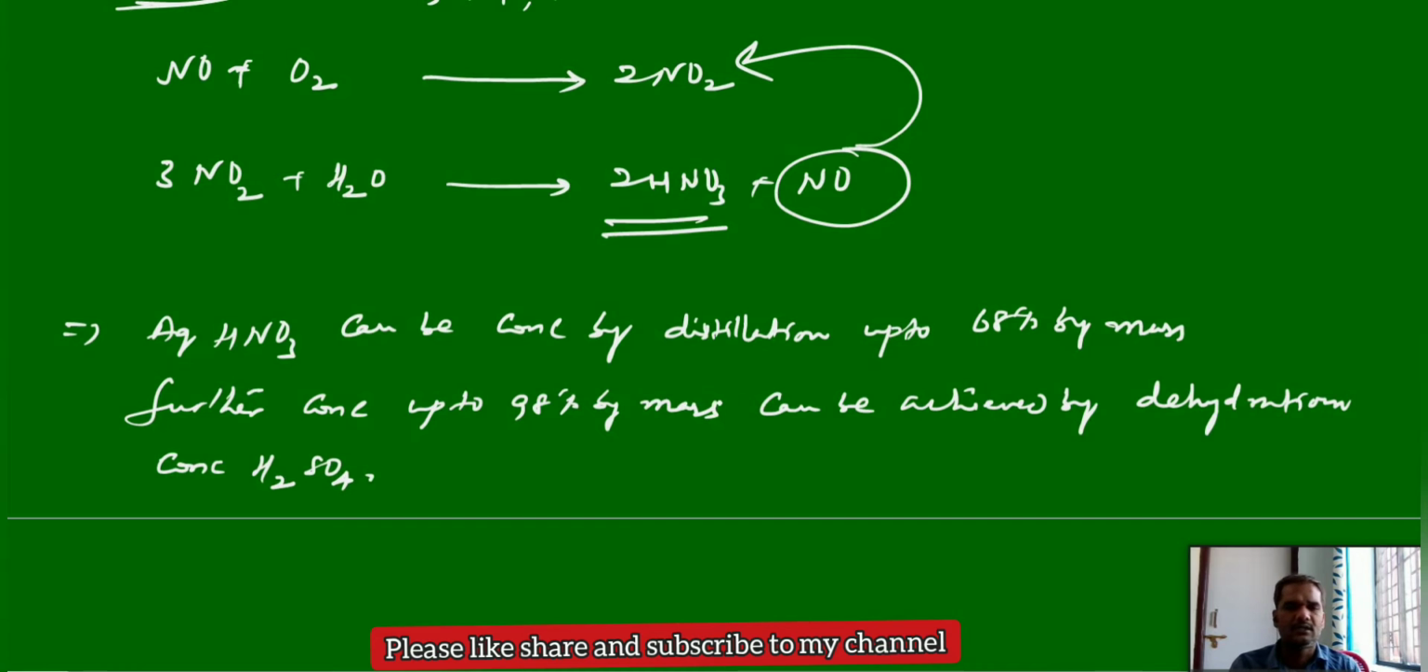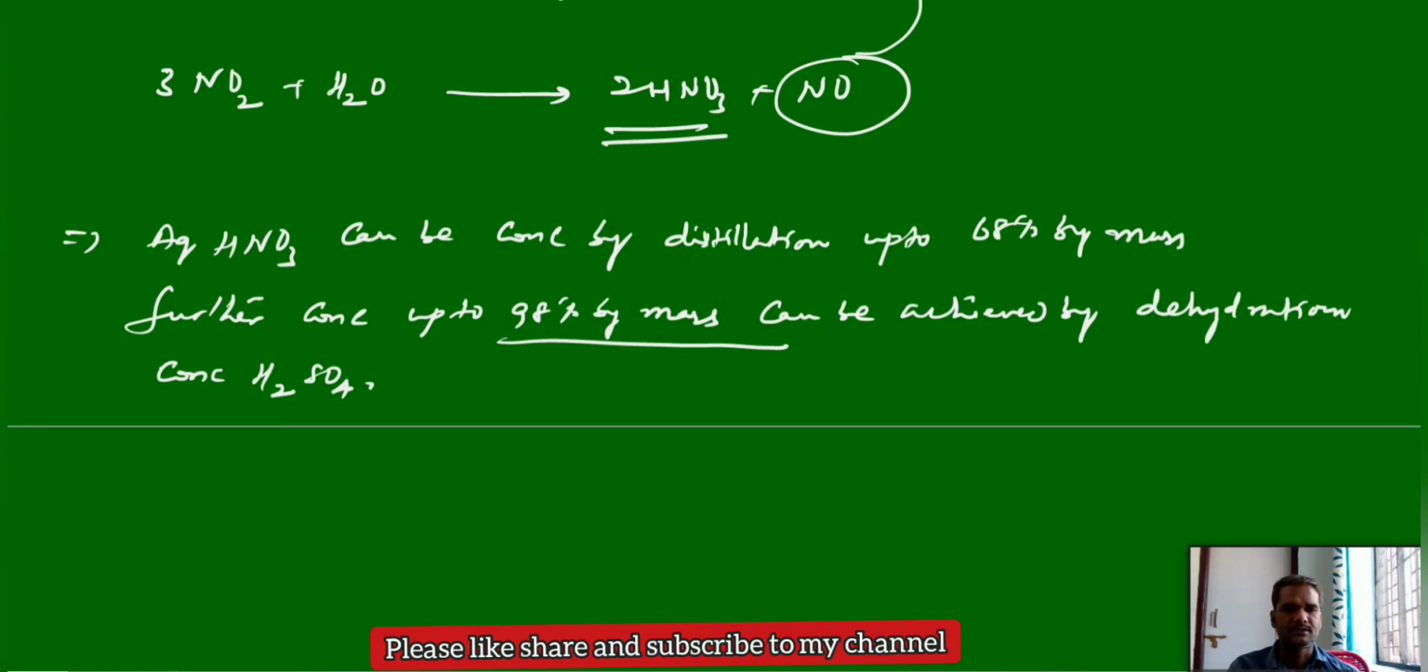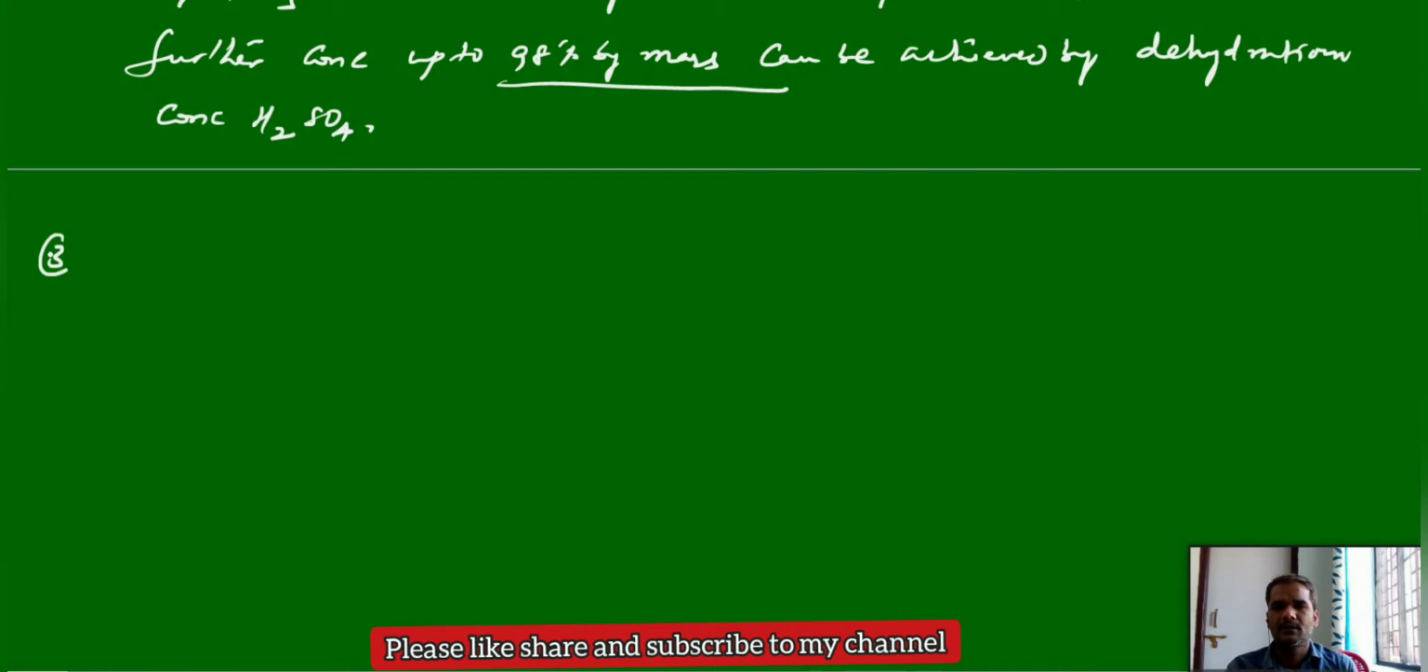So it can remove the water present in that 68% nitric acid. You will get almost 98% by mass of nitric acid by using this concentrated sulfuric acid. That is the Ostwald process. In the third method, the Birkeland-Eyde process.